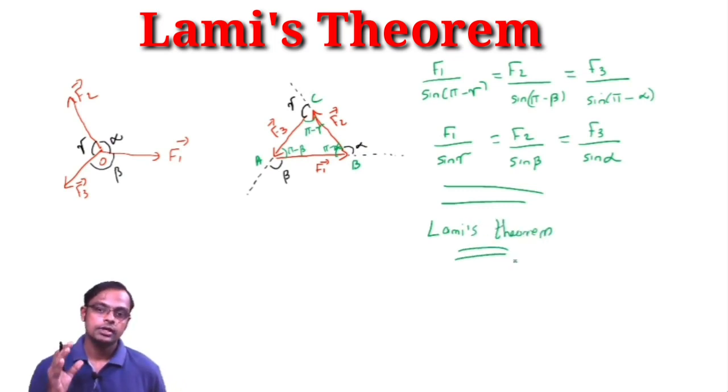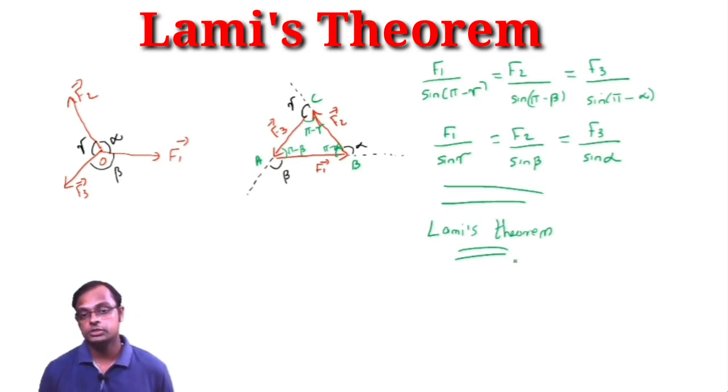So this is the explanation for Lami's theorem. Why have we explained Lami's theorem here? If at one particular point O there are many forces acting and all the forces are in equilibrium, in this example three forces, then each force is proportional to the sine of the angle between the other two forces.